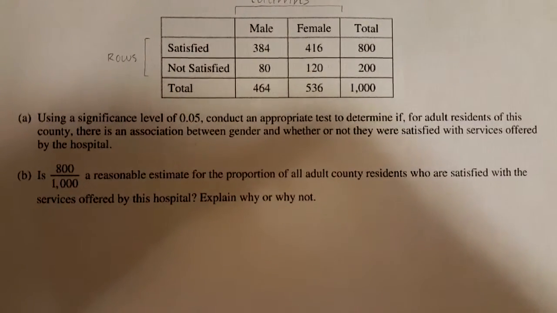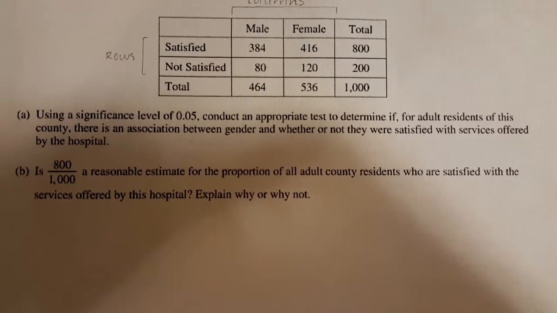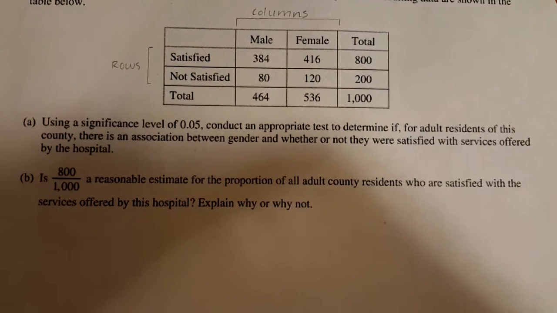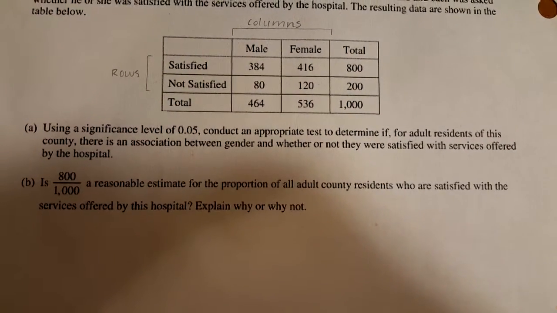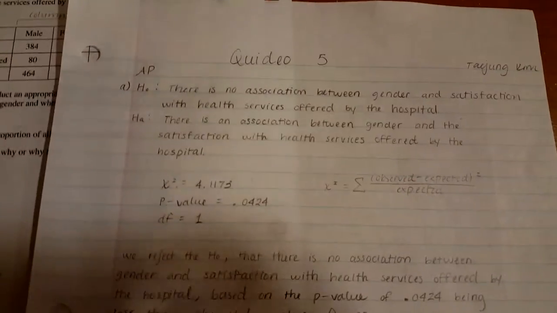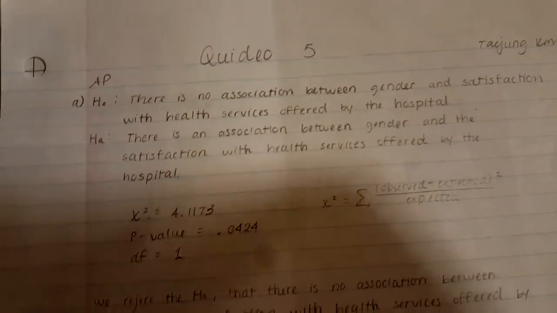And question A. Using a significance level of 0.05, conduct an appropriate test to determine if, for adult residents of this county, there is an association between gender and whether or not they were satisfied with services offered by the hospital. Alright, so you're rejecting the H0 or you fail to reject the H0, but first you need the H0. So what are the hypotheses?